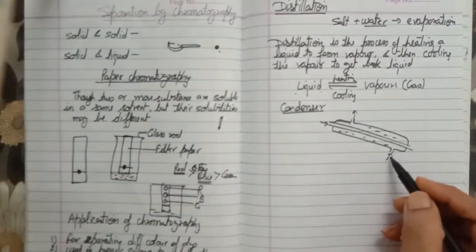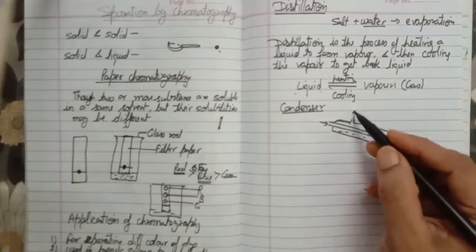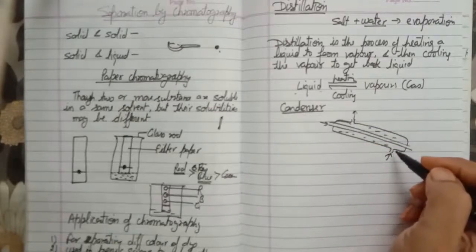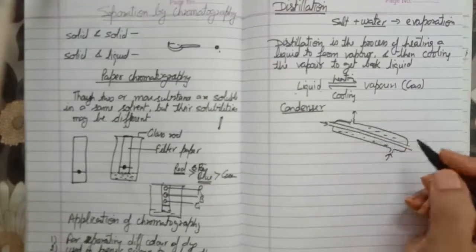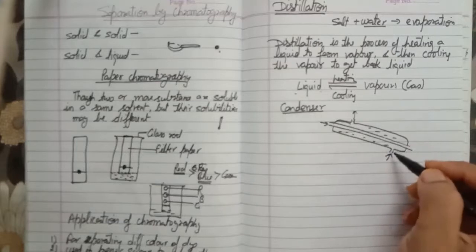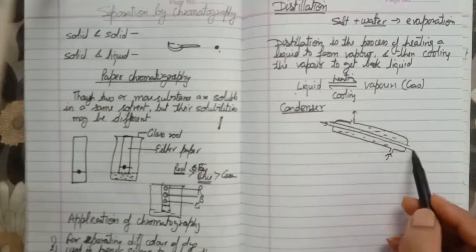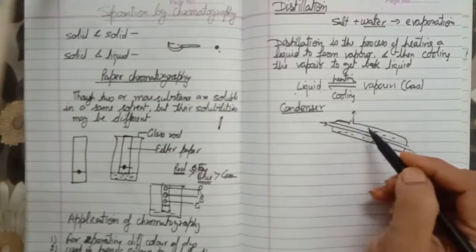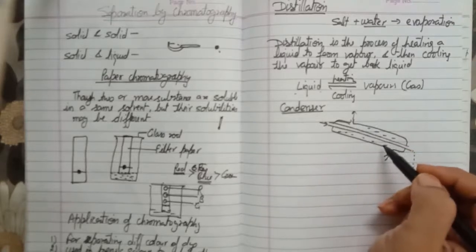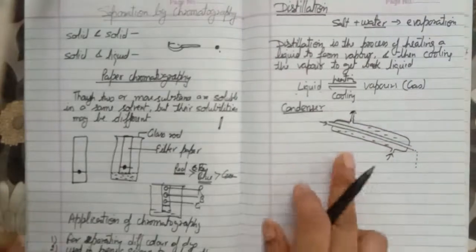This is the inlet of the condenser, into which we flow the cold water, and this is the outlet of the condenser. When the vapors pass through this hollow tube, they get condensed by this cold water, and when they get condensed we get the vapors in the form of liquid here. And this water, which becomes hot after passing through, we can remove from this outlet. So this is a condenser.